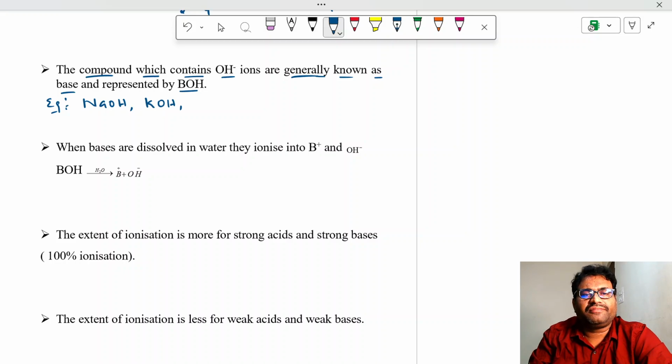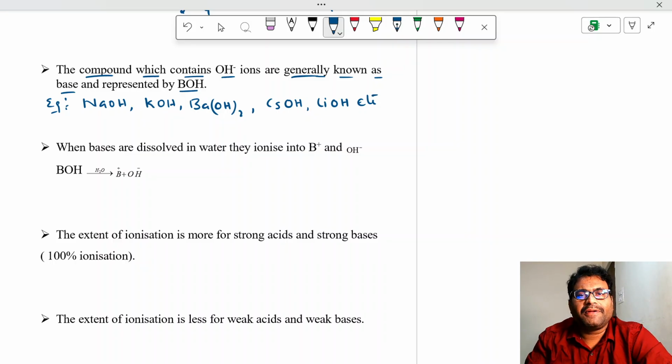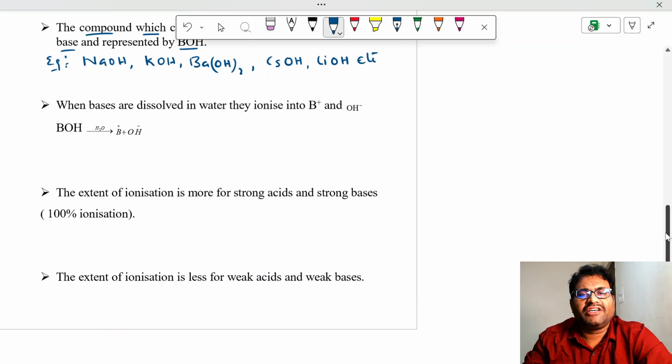Barium hydroxide, cesium hydroxide, lithium hydroxide. In this way, there are many bases. According to Arrhenius theory, a compound which has OH and is able to release OH minus ions in water is called a base. So we are speaking about the general condition.